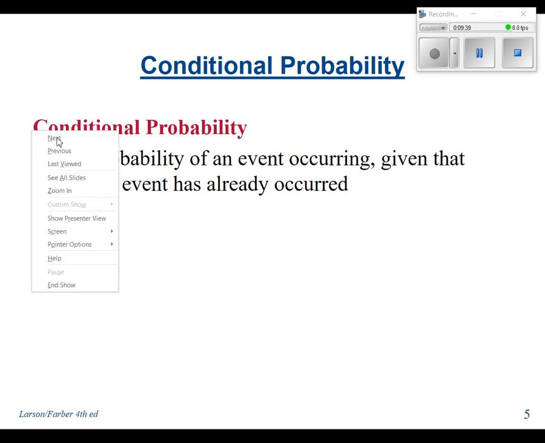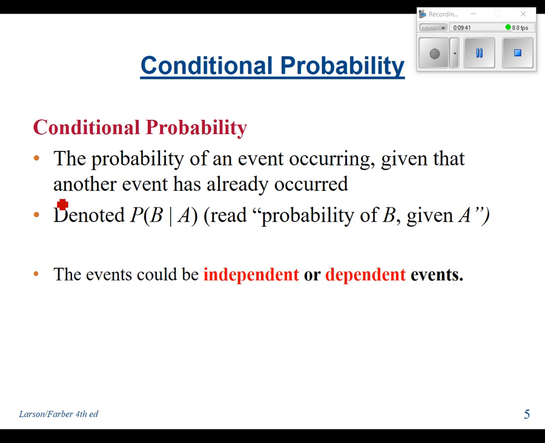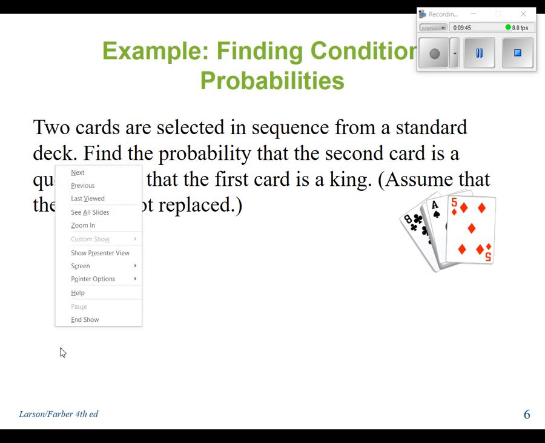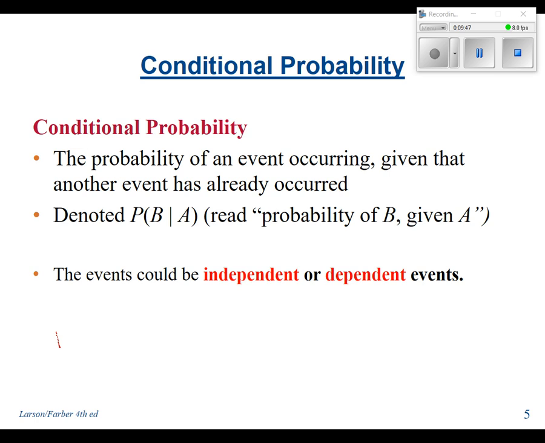Conditional probability. Get this up here. Too far. Of course. Conditional probability is denoted probability of B, and this right here means given that, and whatever the second thing is, given that A has already occurred.